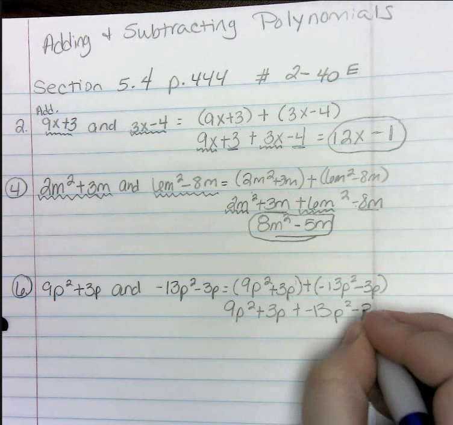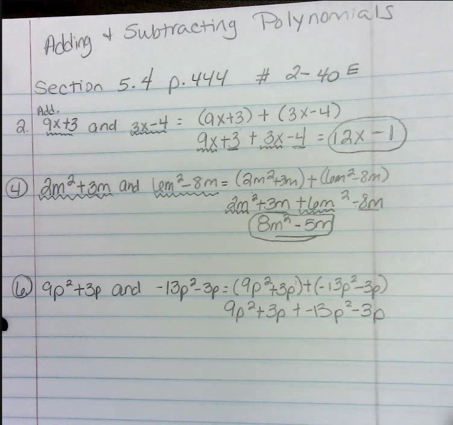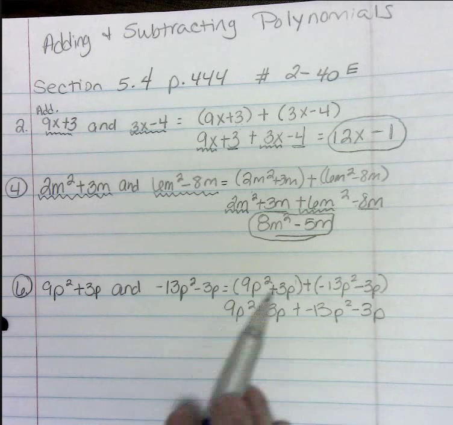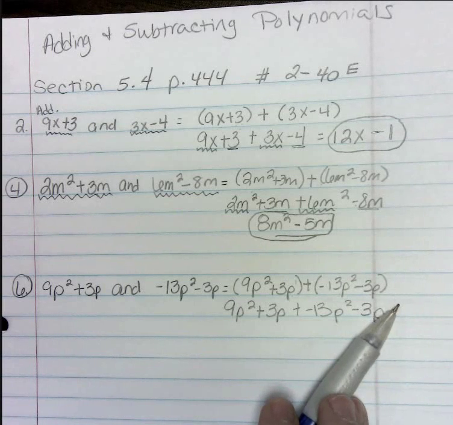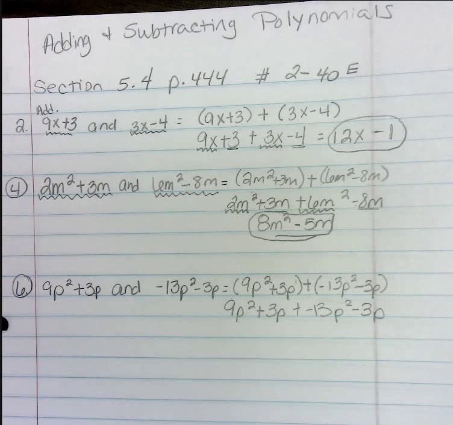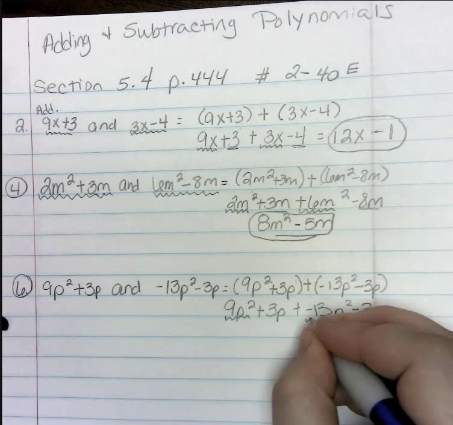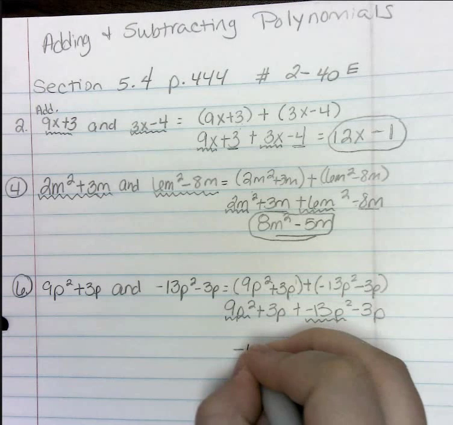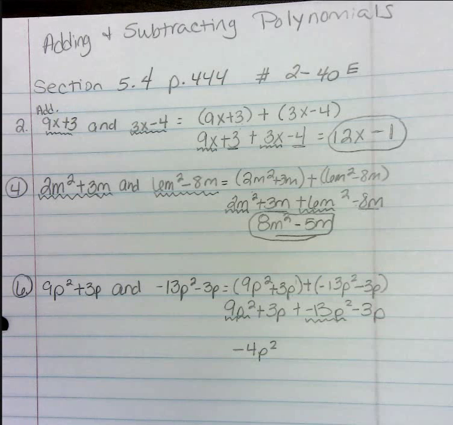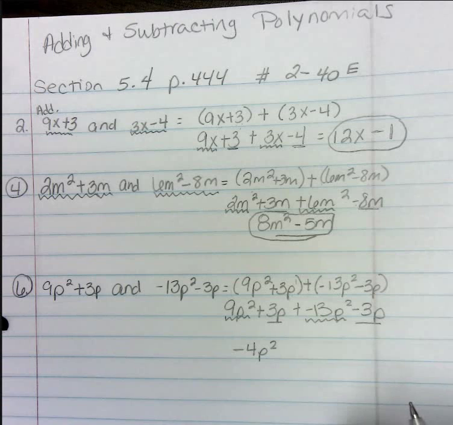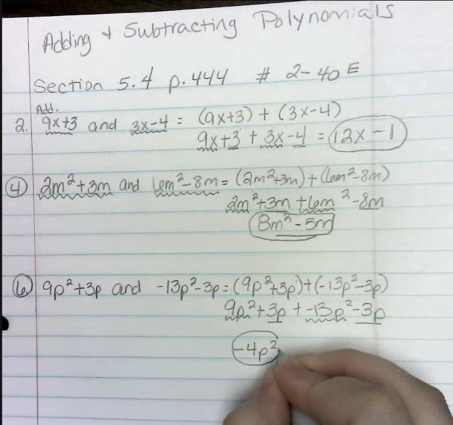everything in this parentheses. Y'all might be thinking that those parentheses are kind of useless when we bring them from this original problem form into the actual expression. But when we work with subtraction here in a minute, this will make a difference. So I'm trying to get you guys into that habit now. So I have 9p squared minus 13p squared is negative 4p squared. And then I have 3p minus 3p, which is 0. So I just have negative 4p squared.